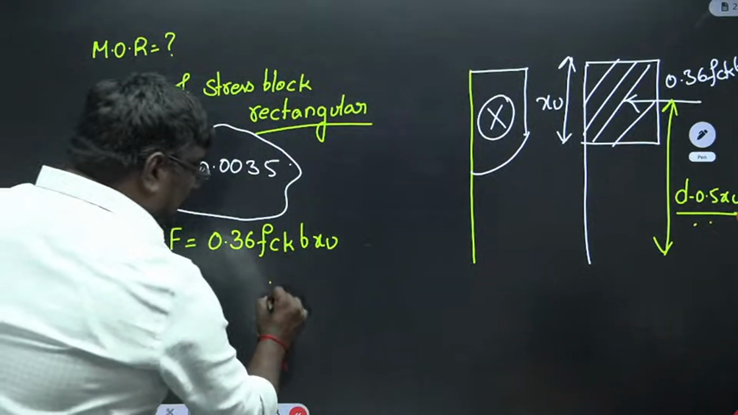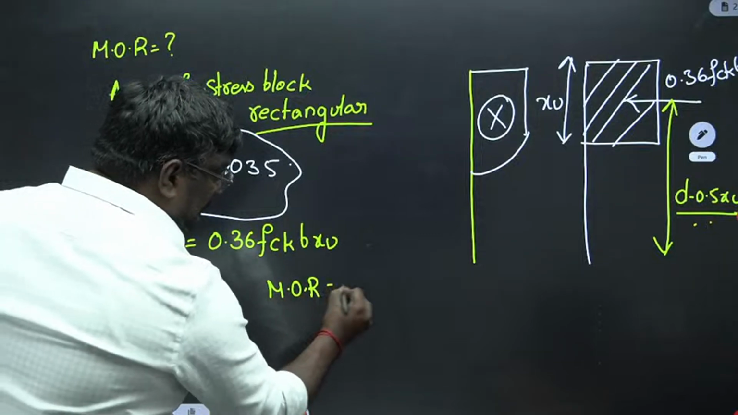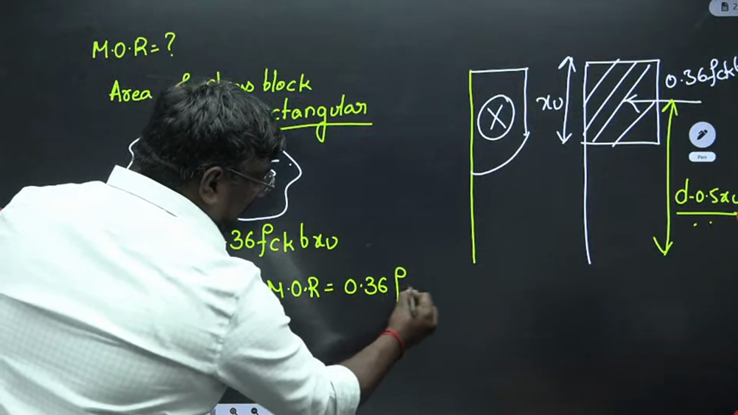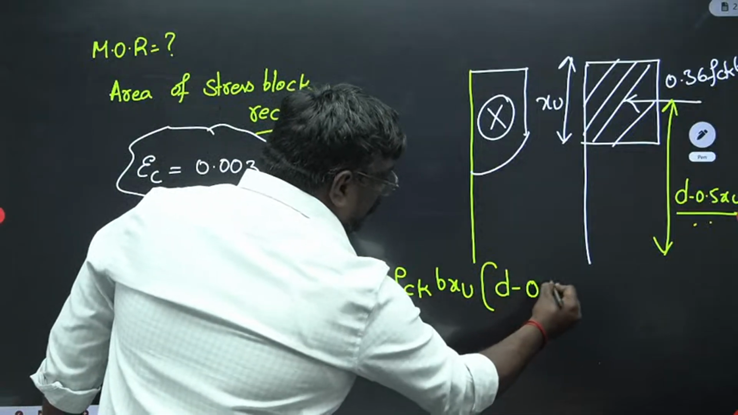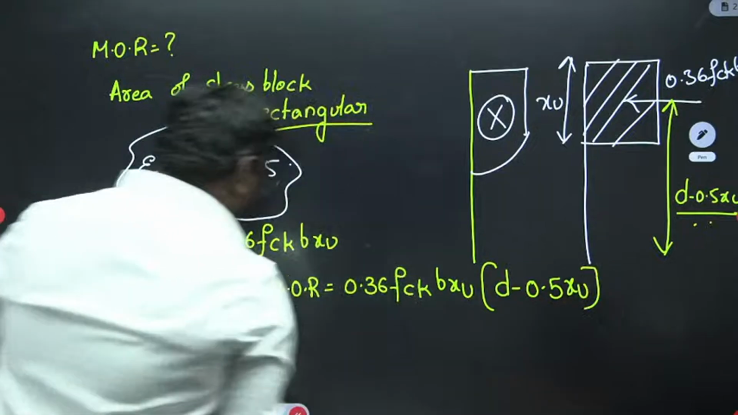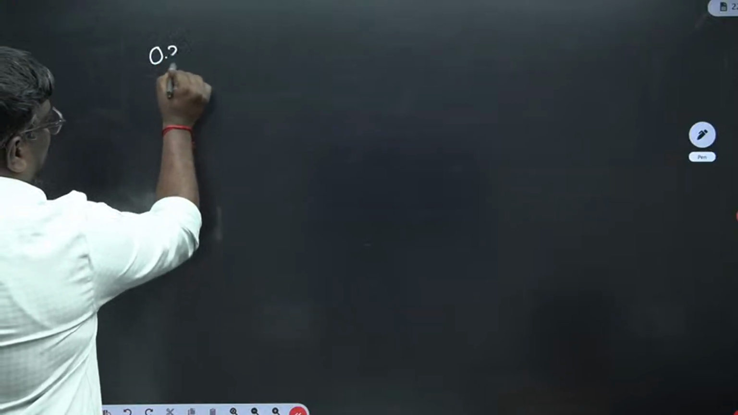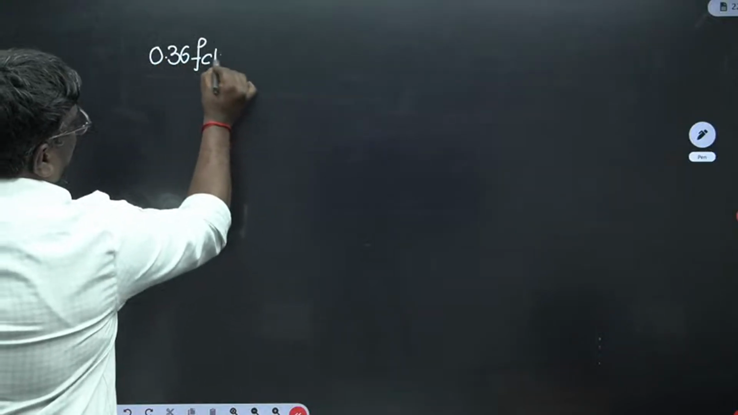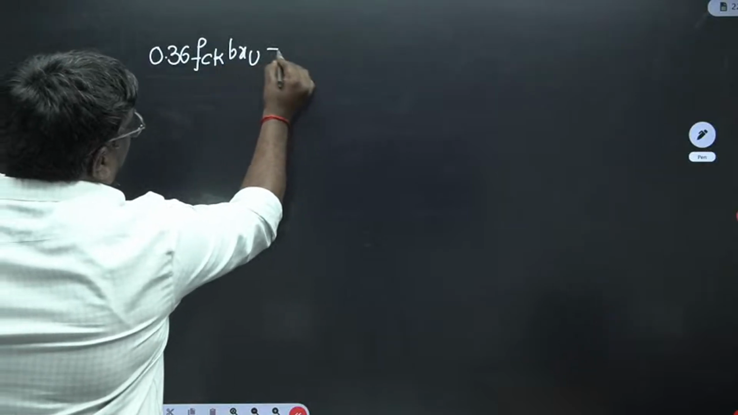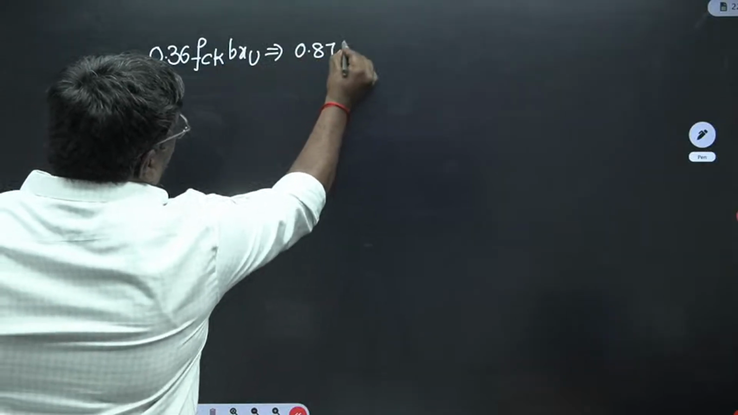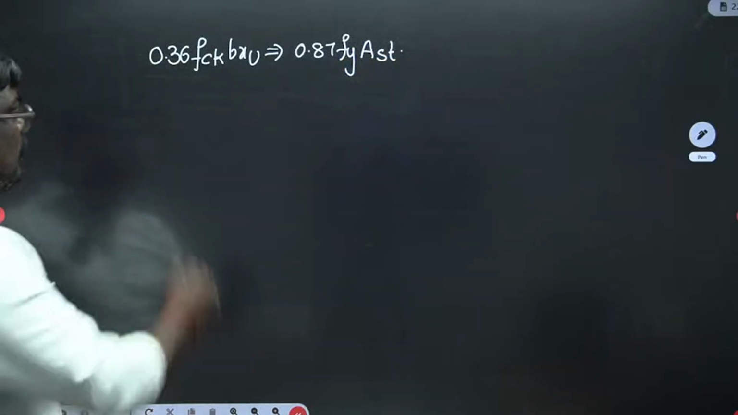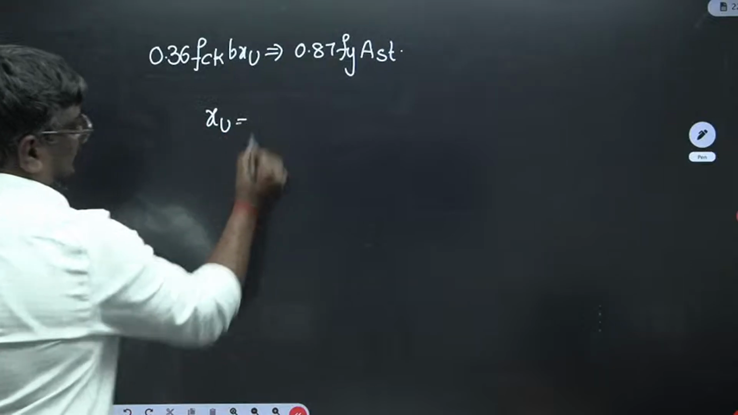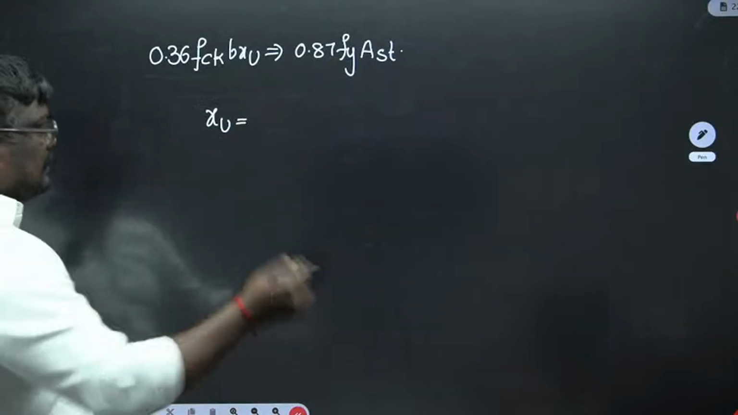So the moment of resistance can be written as what, sir? Moment of resistance can be written as 0.36 fck b into xu into d minus 0.5 xu. For this, what do I have to do? I have to find out xu. So xu is equal to what, my dear students? We have to assume it as a balanced section: 0.36 fck b xu is equal to 0.87 fy Ast. From this, always remember, we will find the depth of the neutral axis. What is the depth of neutral axis? xu. Sir, please comment in the comment box.